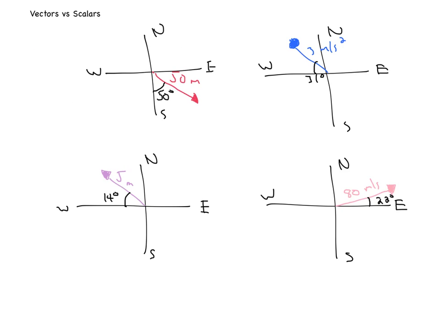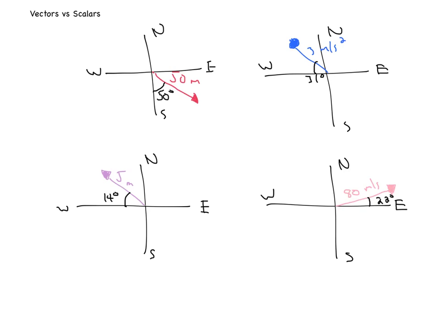So let's practice writing magnitude, unit, and direction for these 4 vectors. Just so you can read my writing in case you're having trouble, here's a 50-meter displacement vector, and this angle is 50 degrees. Here's a 3 meter per second squared acceleration vector heading in this direction, and this angle is 31 degrees. Here's a 5 meter displacement vector, and this angle is 14 degrees. And here's an 80 meter per second velocity vector, and this angle is 22 degrees.